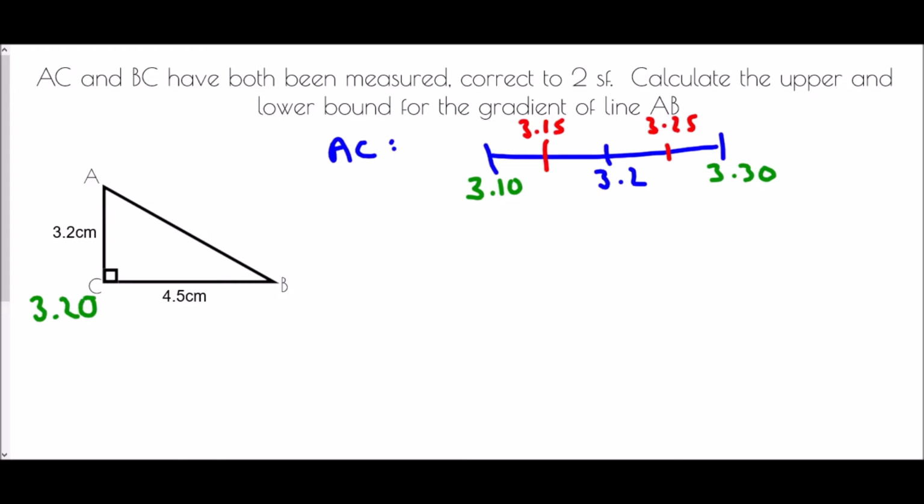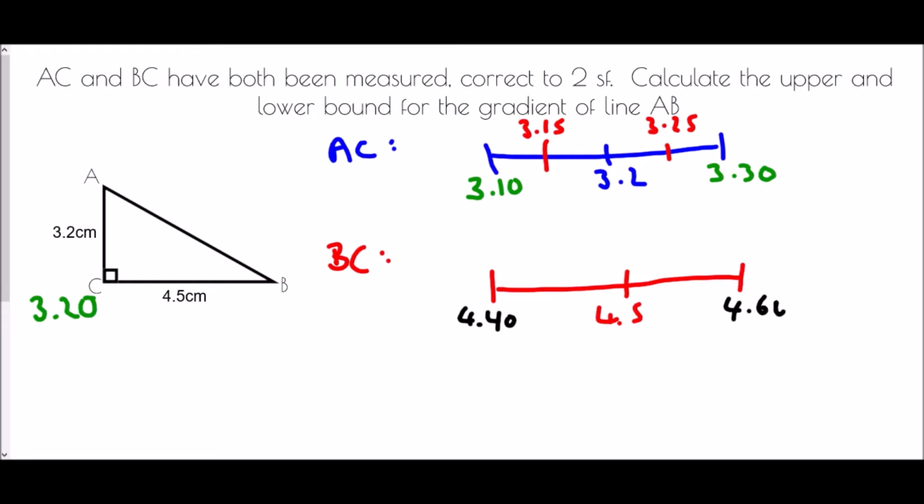In terms of BC, we knew that it had been rounded to 4.5 centimetres, again to 2 significant figures, so underneath we'll be looking at 4.40 and above 4.60, and so halfway in between, our lower bound will be 4.45, our upper bound 4.55. Now, with this question, we were asked to find the upper and lower bound for the gradient.